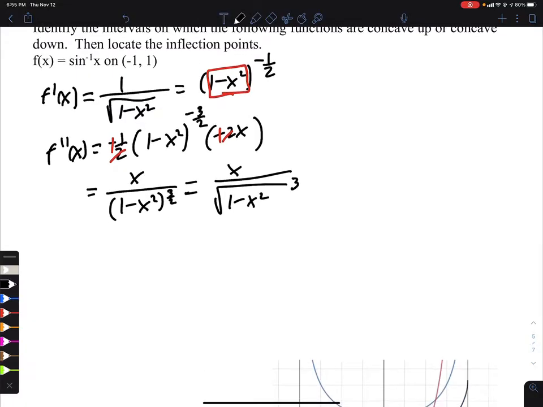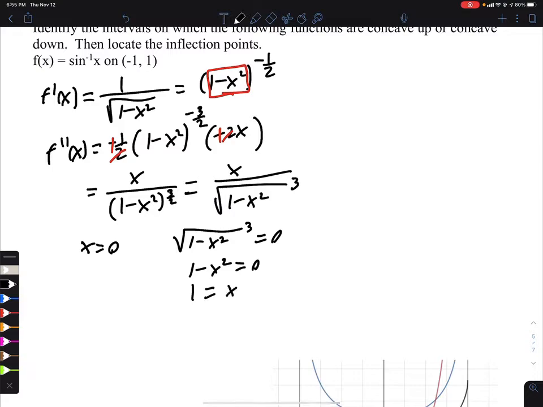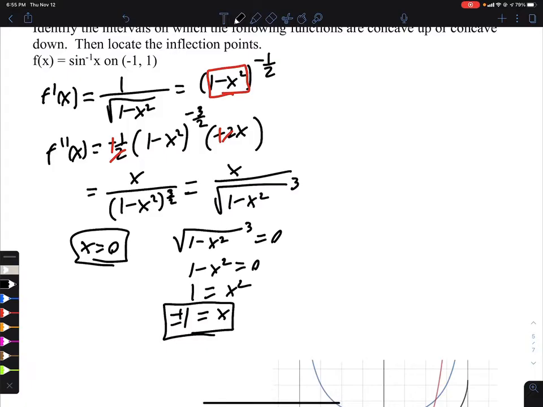Well, where's the second derivative 0? When x is 0, because we set the top equal to 0. And when the bottom equals 0, we cube both sides, we add x squared to both sides, we square root, and we get plus or minus 1. So we have 2 points there. So we have 3 possible locations for inflection points.